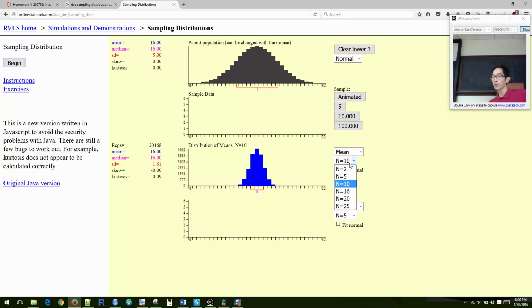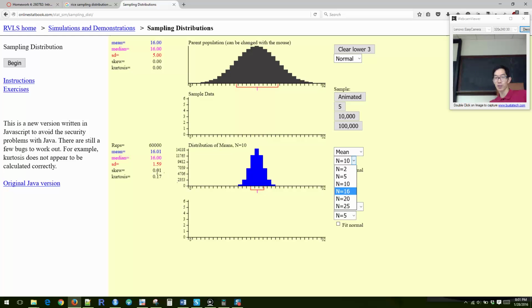What do you think would happen if instead of taking samples of size 10, I took samples of size 20? Do you think we would get more spread or less spread in our sampling distribution? So let me go back in time. My standard deviation here is like 1.59. So if I take samples of size 20, do you think my sampling distribution will have more spread or less spread? Okay, well, let's see what happens.